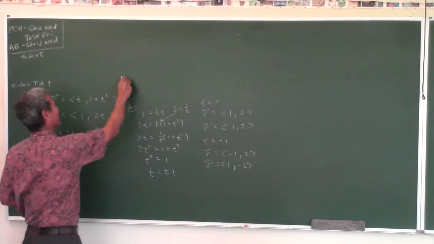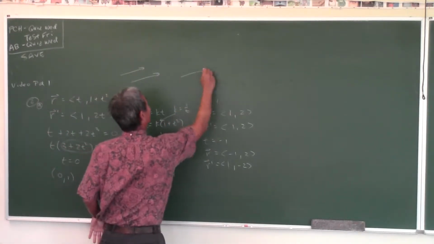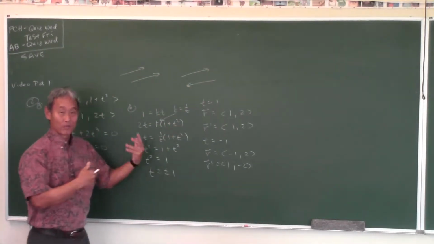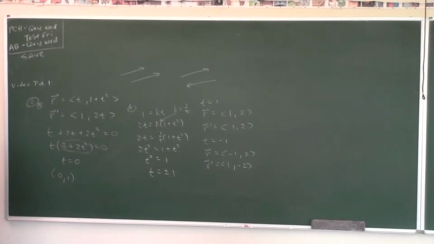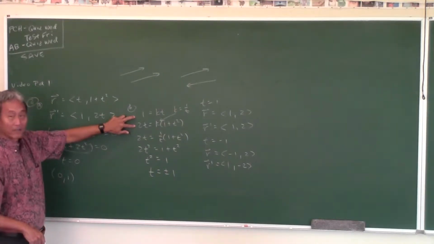Even if you're like this and this, and that and that, they're still parallel, except one is pointing one way and the other is pointing the other way. Yeah. In order for two vectors to be parallel, one has to be a multiple of the other. So that's how you got these two equations right here.